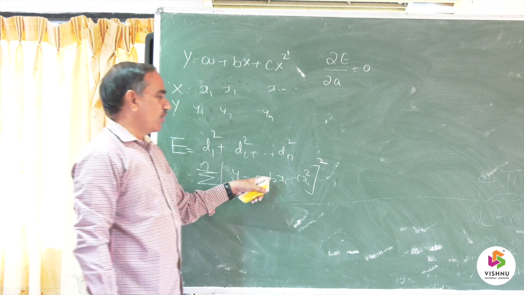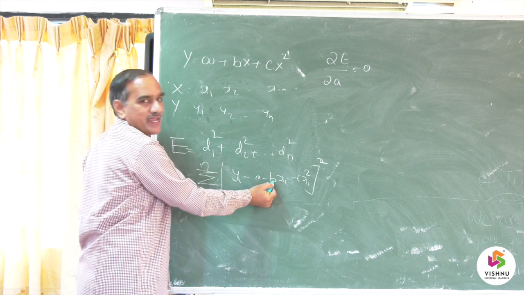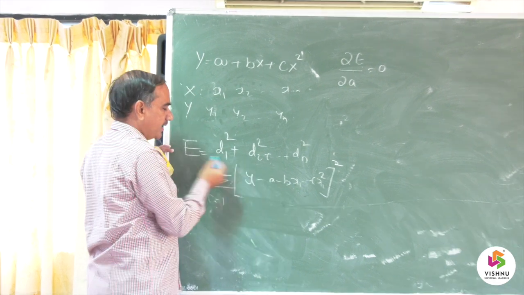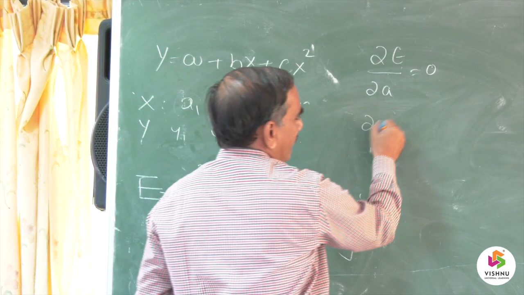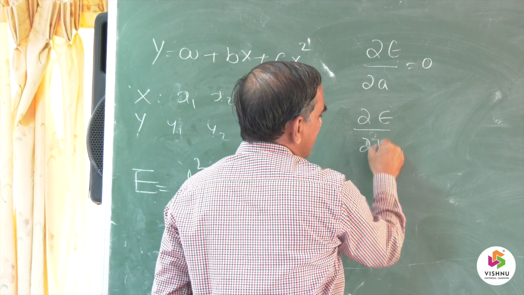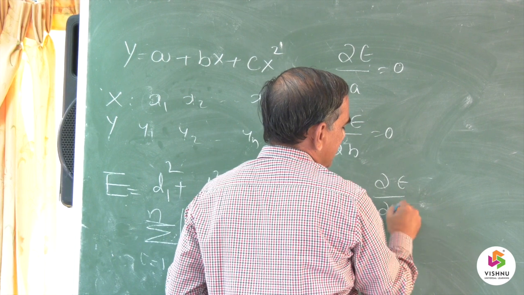And once again, we want to calculate the best value of b. For what best value of b is the function e getting minimized? So once again partial differentiation ∂e/∂b is equal to 0, and for the third parameter ∂e/∂c is equal to 0.